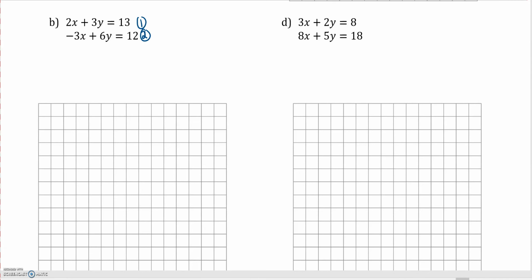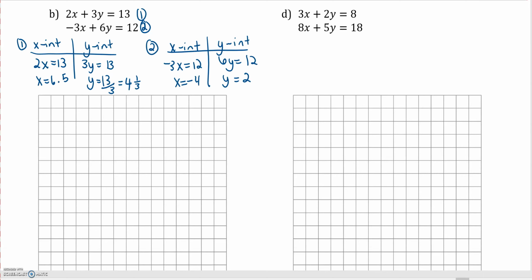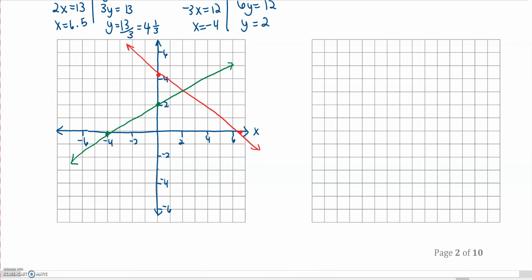Now that we've determined the x and y intercepts of each line, we will plot them. Once you plot the x and y intercepts, we can join them to form a straight line that expresses the equation graphically and determine the point of intersection. And we can see that our points intersect at the coordinates 2, 3. So our solution is x is equal to 2 and y is equal to 3.